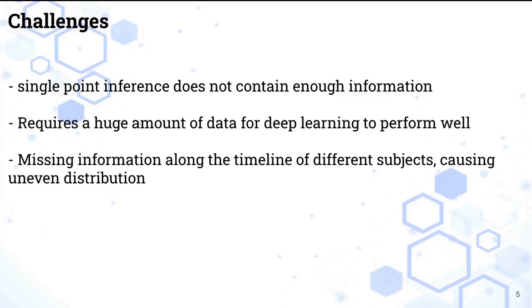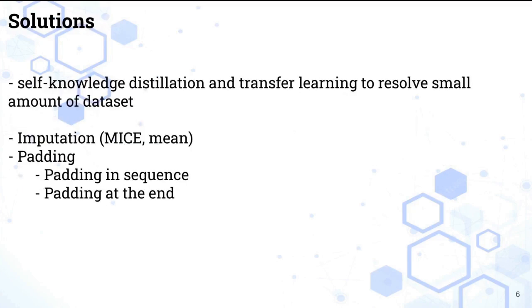And a single time point in a gut microbiome tends to not contain enough information, as the temporal information of the gut microbiome has more information. So the solution for this is that we're going to use self-knowledge distillation or transfer learning to solve the limited amount of data set for deep learning, since deep learning performance is much better with a huge amount of data set. But in gut microbiome data set, there's a limited amount of data available. So we'll use self-knowledge distillation to prevent the performance from deteriorating. We're also going to use imputation and padding to resolve the missing time points.